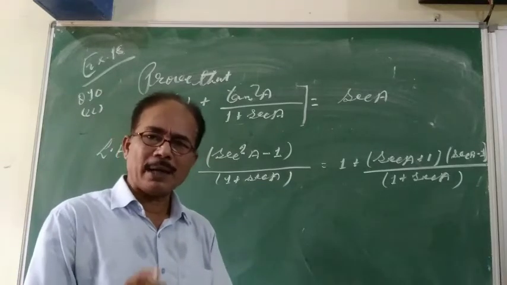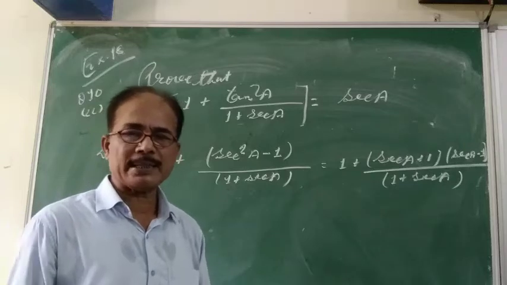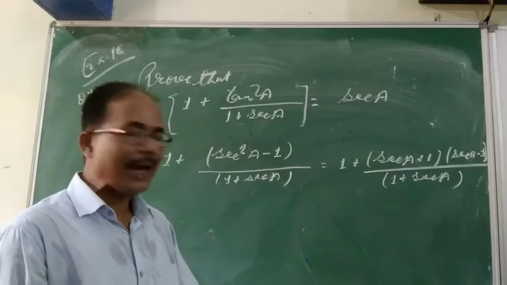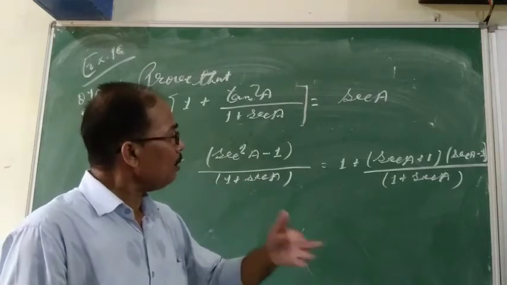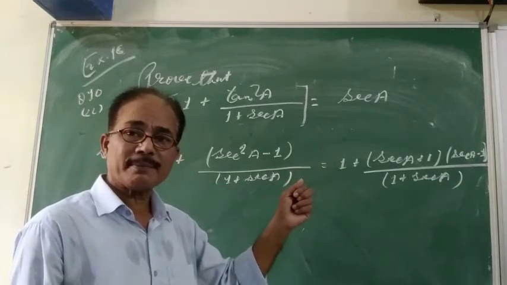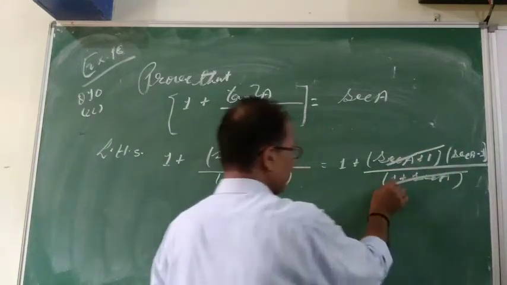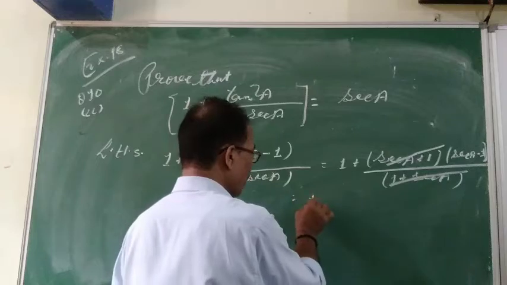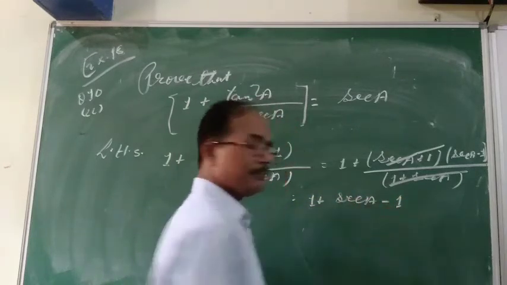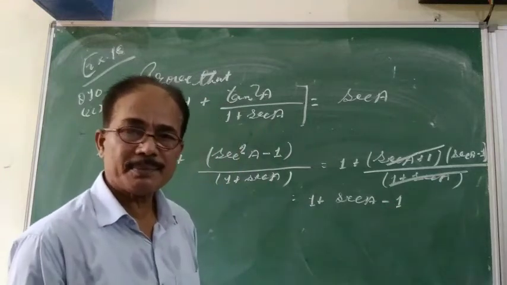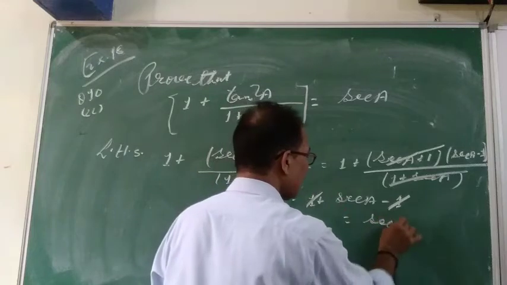Use the formula of identities, simplify it using the general method of simplification, and move in the forward direction, and finally you will get the RHS. So 1 plus sec A and this 1 plus sec A will be cancelled. That is equal to 1 plus sec A minus 1 as the remaining terms. Minus 1 plus 1 will be cancelled and finally you will get sec A.